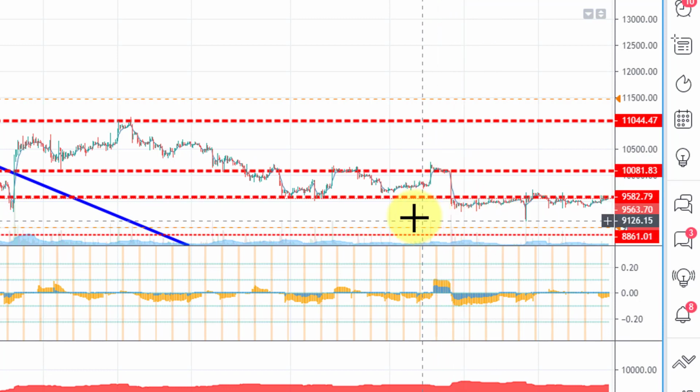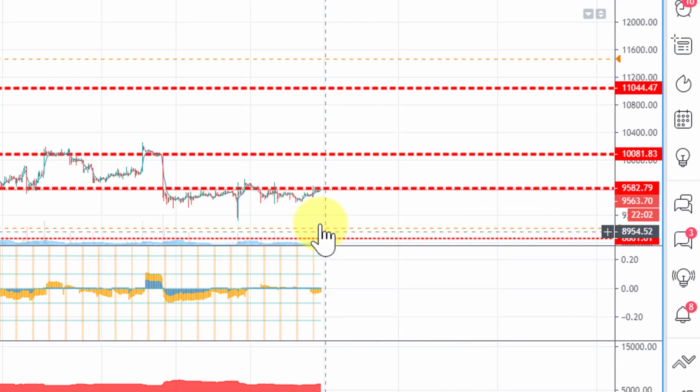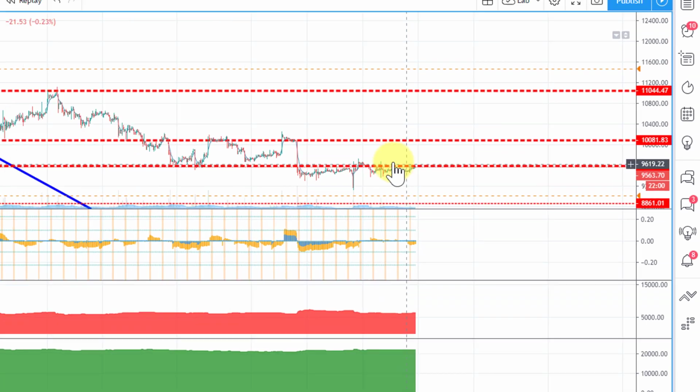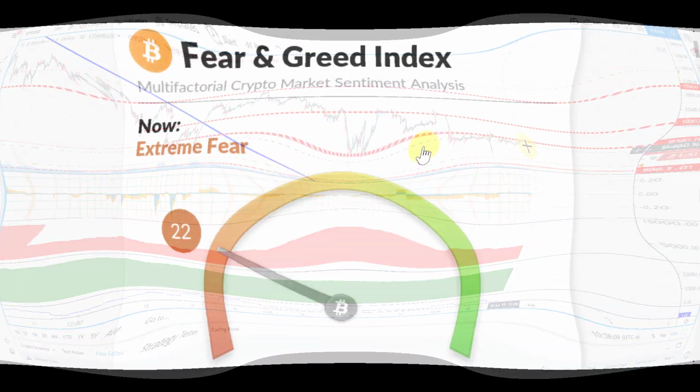So we'd be looking for another likely drop down, and then it comes back up, retests these highs, and then falls back, and then possibly we see the end of this lower high, lower low type move into consolidation.